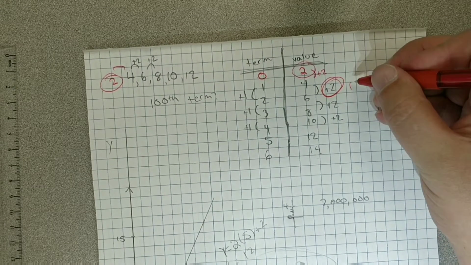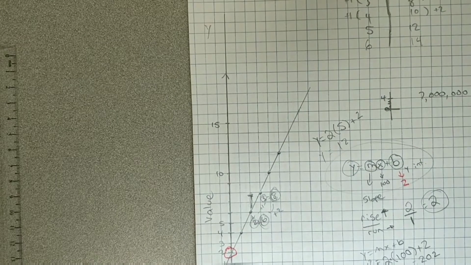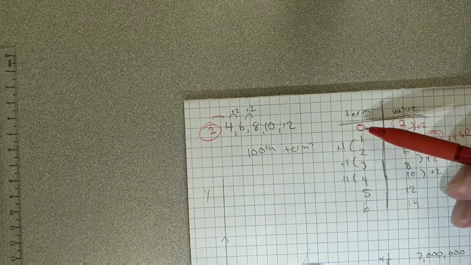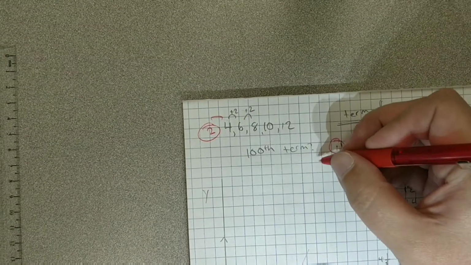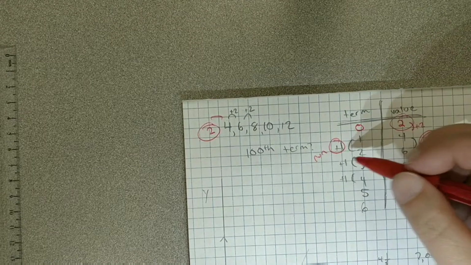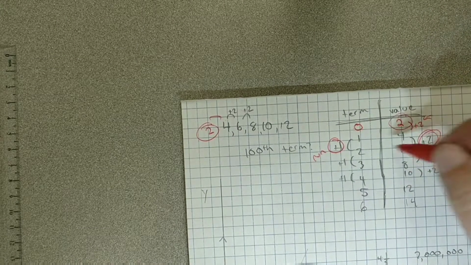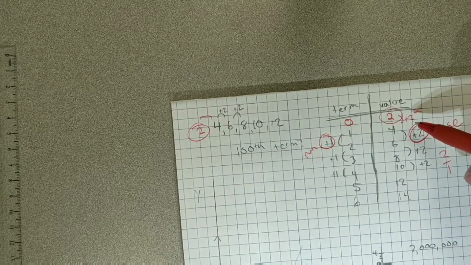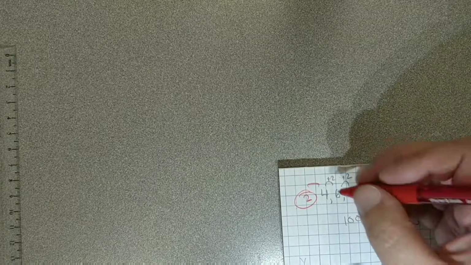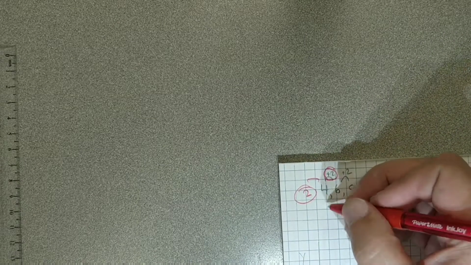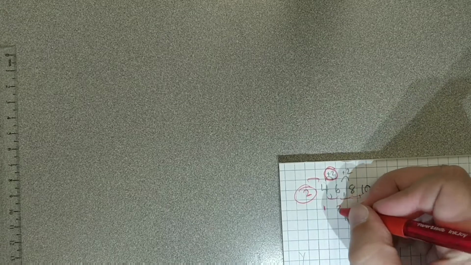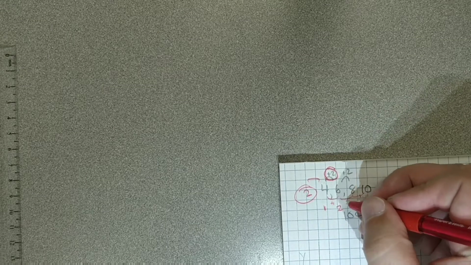That's my rise. And our run is the change in x, right? So if I look, and that's our term number. So if I look at term number and see what the change is there, it's plus 1. That's my run. So I can actually get my y-intercept and my slope, 2 over 1, from the table of values. Kind of cool. I can also see it here. There's my rise, and my run is just how many I'm changing in terms. So this is term 1, term 2, term 3, so that's just plus 1, plus 1.